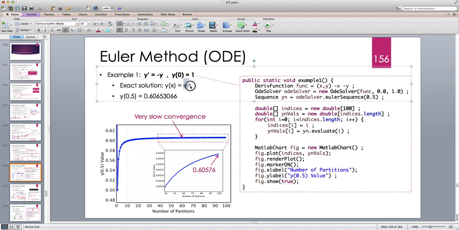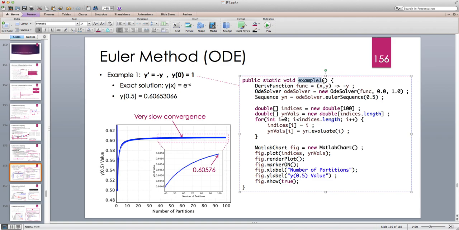So if I take the derivative, y prime is minus e to the minus x. So y prime is minus y, so it satisfies the equation. And y of 0 is 1, so it also satisfies the boundary condition. And this function dies very rapidly, right, as x grows. Let's say I want to find the value of the function at 0.5, and analytically the exact value is 0.60653066. And let's see how the Euler sequence does as we increase n.